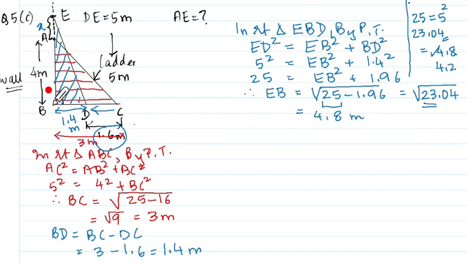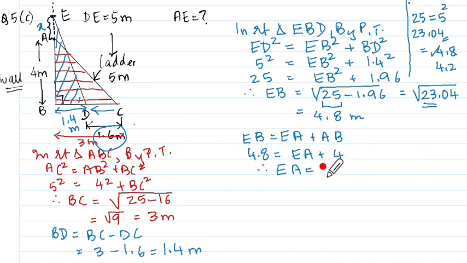What is it? EB. Now don't we know that EB is equal to EA plus AB. So 4.8 is equal to EA plus AB, which is 4. So our EA is equal to 4.8 minus 4, which is going to be 0.8 meter. So the ladder is going to slide upwards by 0.8 meters, and that is our answer. So we finished question number 5. Let's move to question number 6.